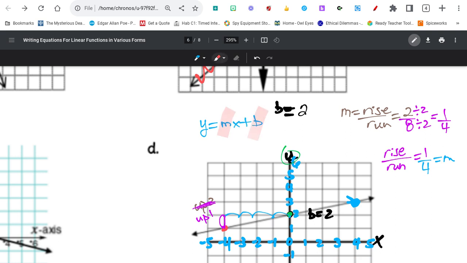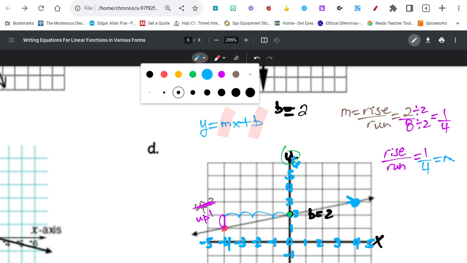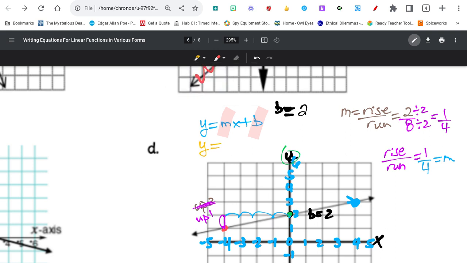But once you know that, you're going to replace your M and your B. Leave your Y and your X. Your M is 1/4. Attach it to X, and your B is positive, so put +2. And that's your equation.